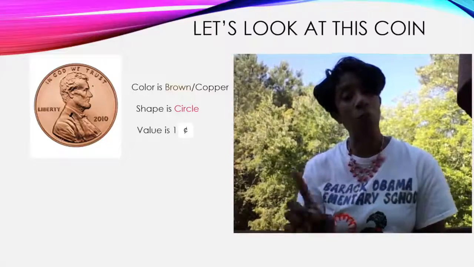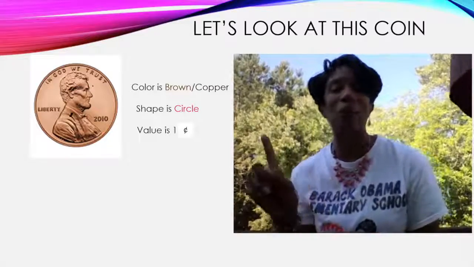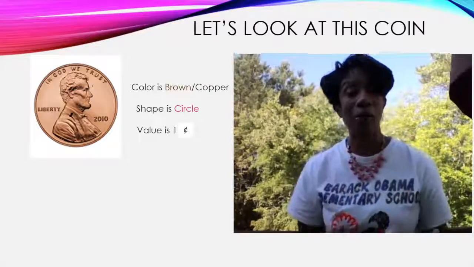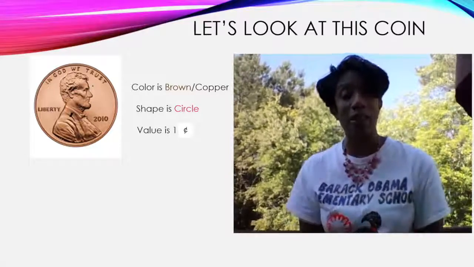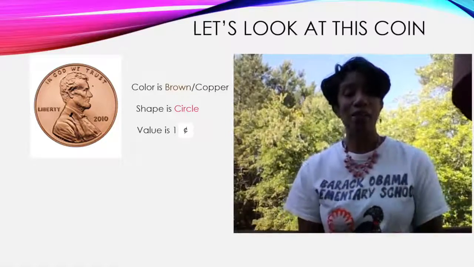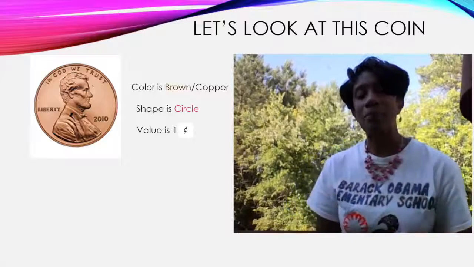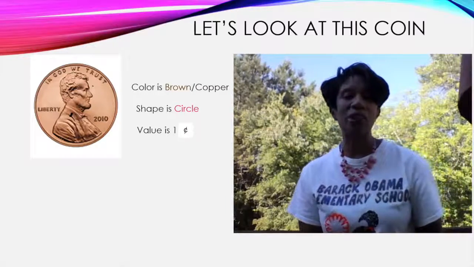Because pennies are worth 1 cent, we count by ones. We count by ones when we're counting them. So that's how we can count our pennies to see how many we have. So we're looking at this penny. We know that it's brown. It's shaped like a circle. Its value is 1 cent.